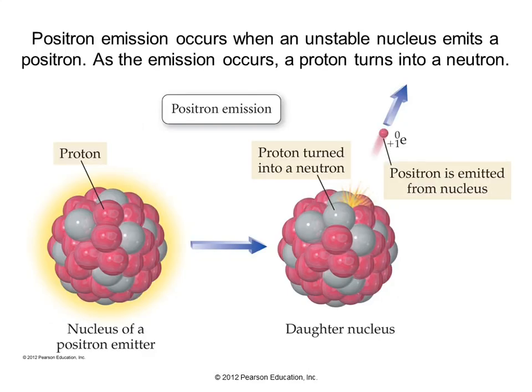Then there's another one called positron emission. Positron emission happens when a nucleus emits a positron. And as this happens, a proton turns into a neutron. So this is another one of those really weird things. So a positron, let's look at its symbol here. What other symbol does that look like? Remember the beta radiation, which was an electron? That looks like an electron, but it's got a positive charge. So this is like an electron with a positive charge instead of a negative charge. So instead of a neutron turning into a proton and an electron, we have a proton turning into a neutron, and like the opposite. It's like the evil twin of an electron, a positron.